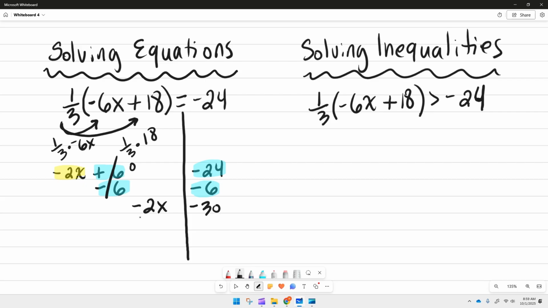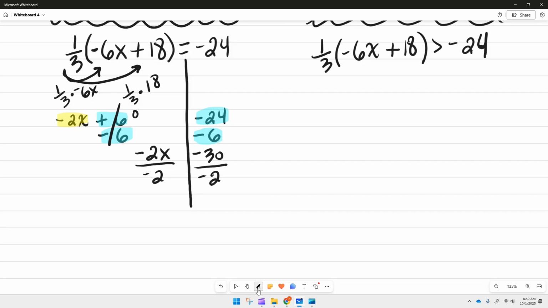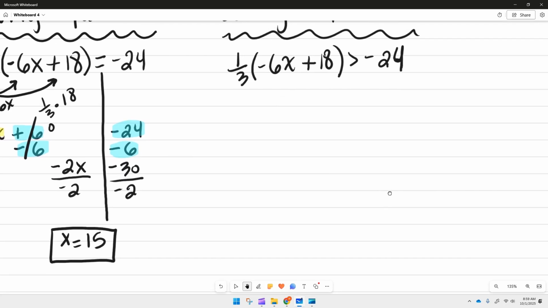Now we're going to divide by negative 2. Okay. Under division, when we have a negative and a negative, that's going to give us a positive under multiplication or division. So that's going to be x is equal to positive 15. All right. Now we're going to go ahead and talk about the inequality.